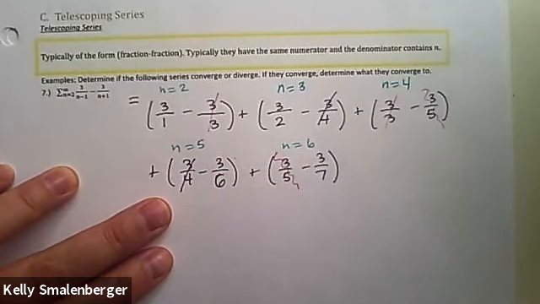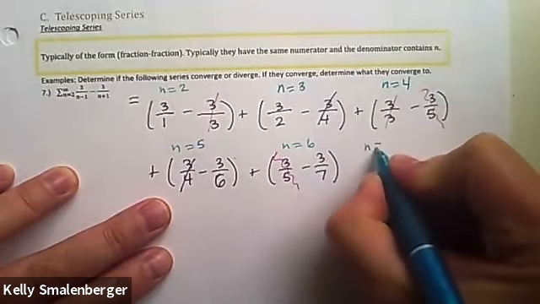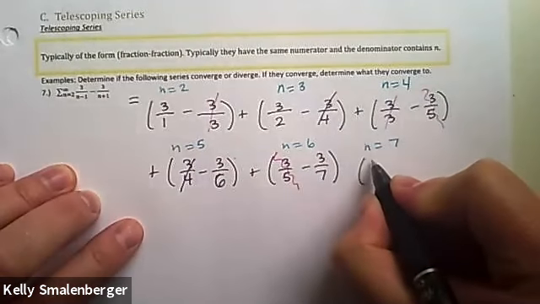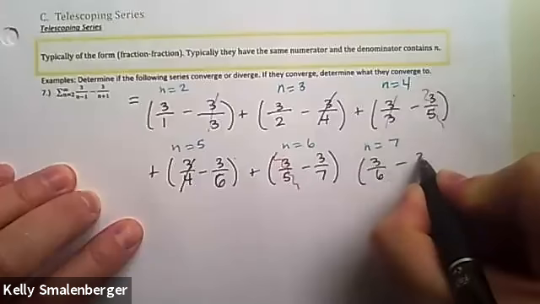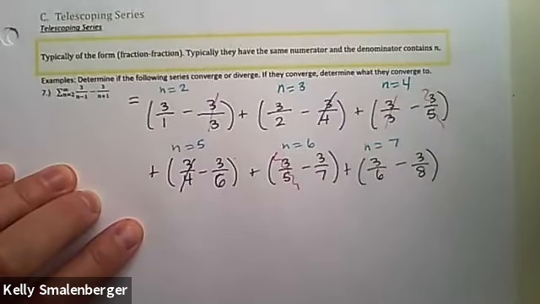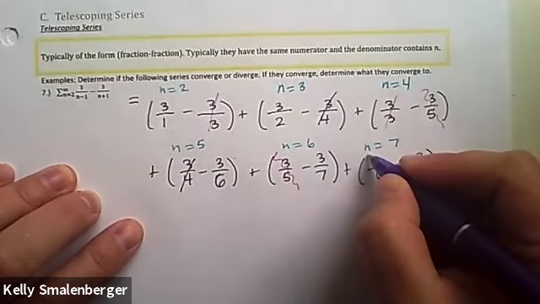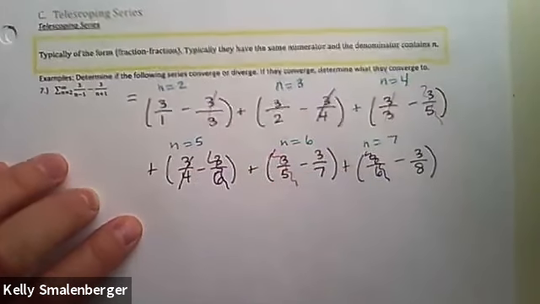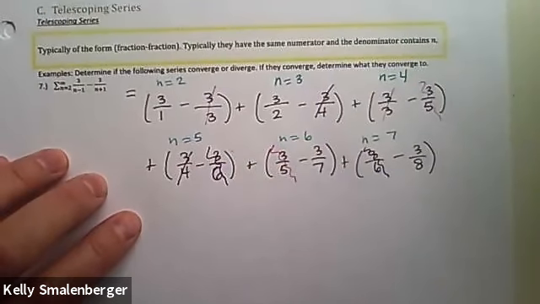Let me write out another term. N equals 7. Let's see what we have. We have 3 over 6 minus 3 over 8. Let's see what else cancels. Oh, here I have this 3 over 6, negative 3 over 6. That cancels.